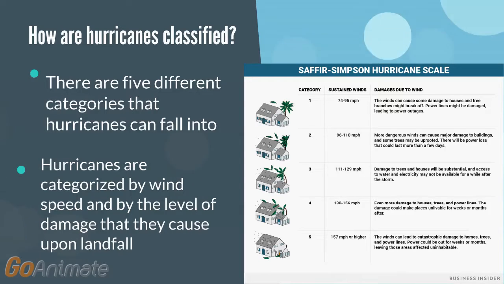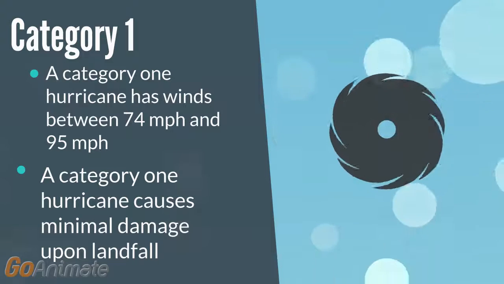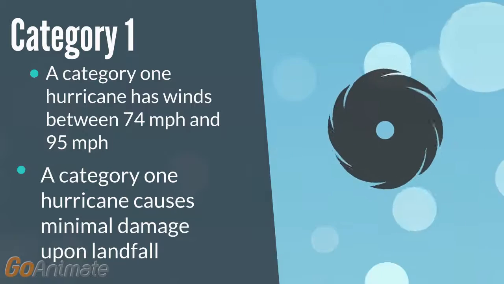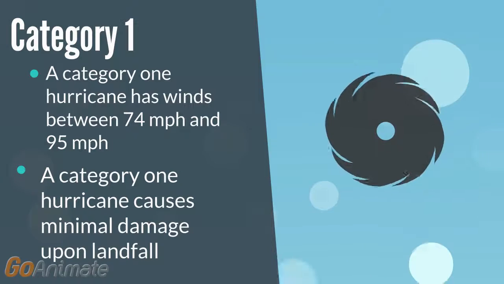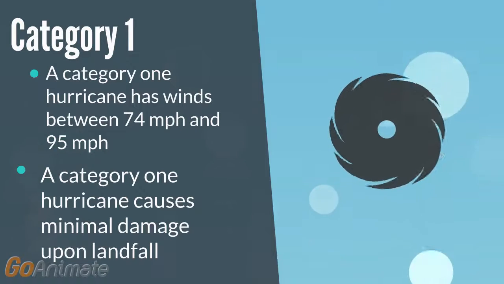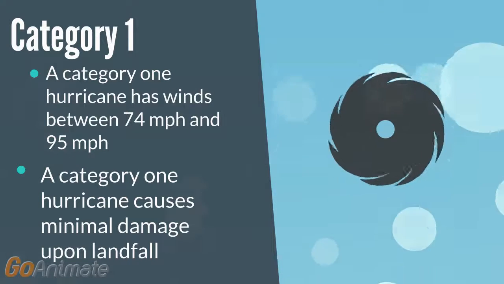How are hurricanes classified? There are 5 different categories that hurricanes can fall into. Hurricanes are categorized by wind speed and by the level of damage that they cause upon landfall. Category 1. A Category 1 hurricane has winds between 74 miles per hour and 95 miles per hour. A Category 1 hurricane causes minimal damage upon landfall.